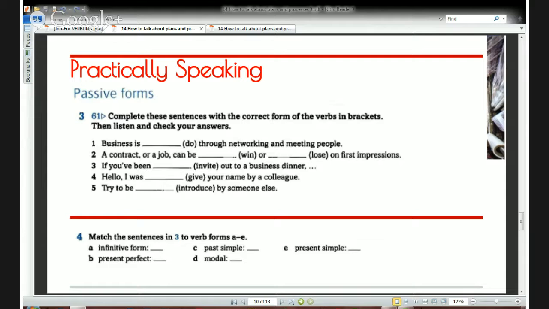I apologize. Florina, what do you think about number 2? Oh, it was good. Okay. What do you think about number 2? How would you match it? Which verb tense can you match it with? Can be won. Can be lost.